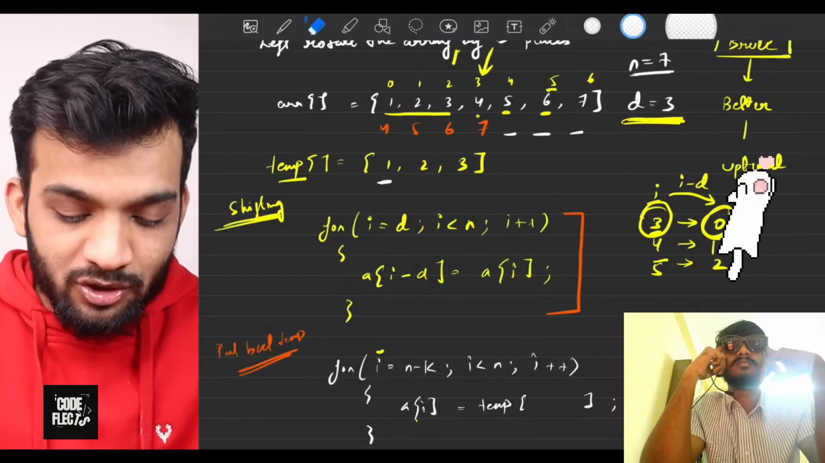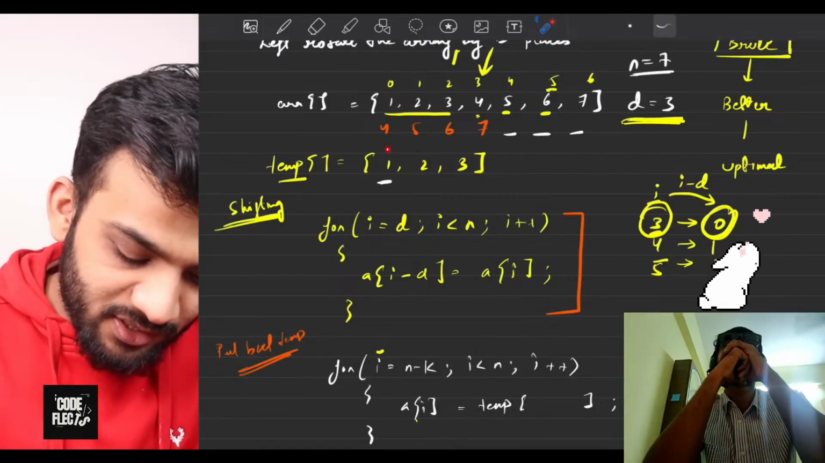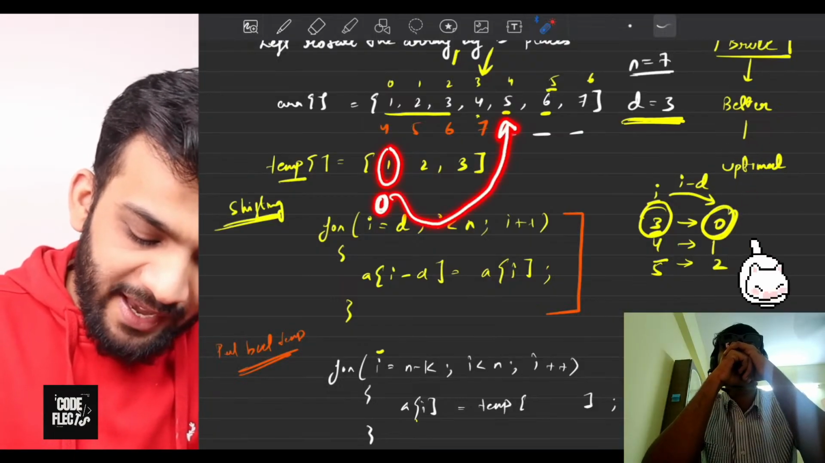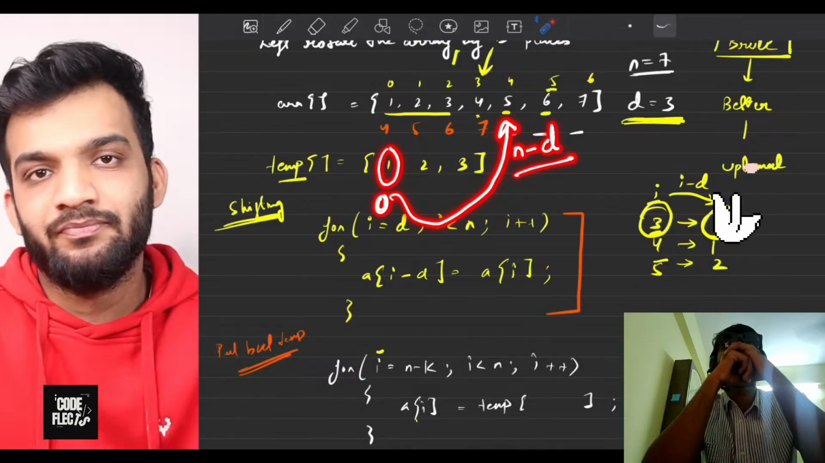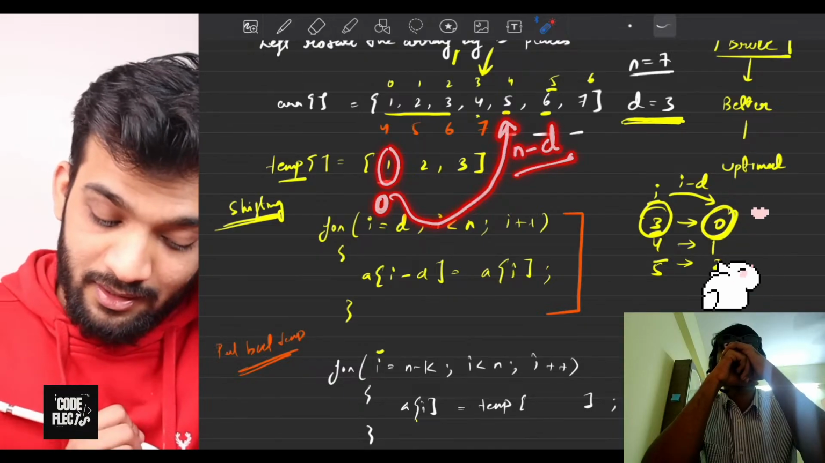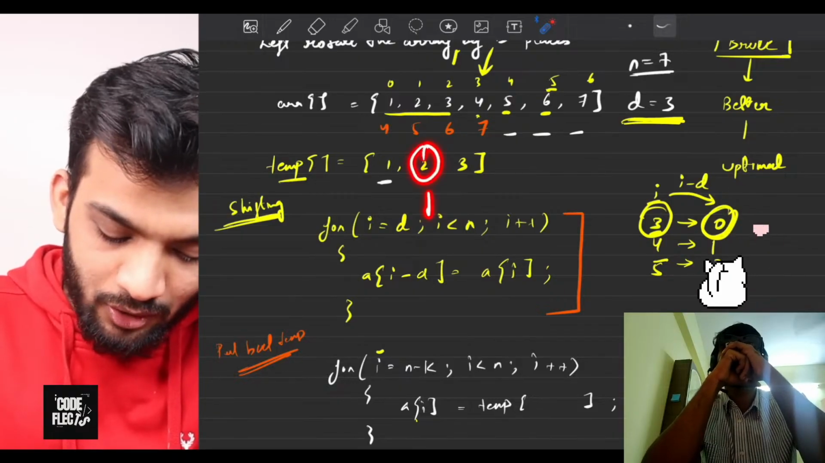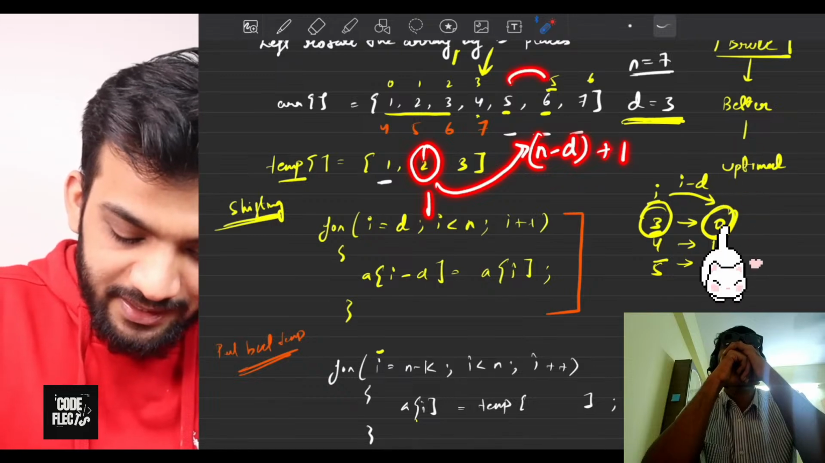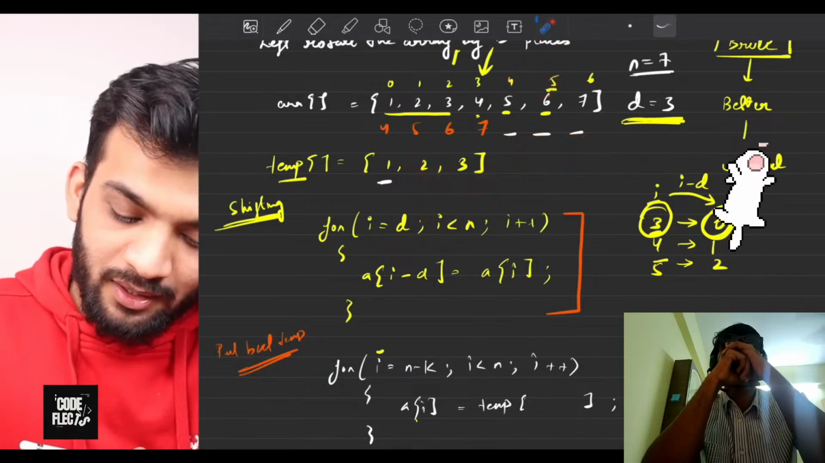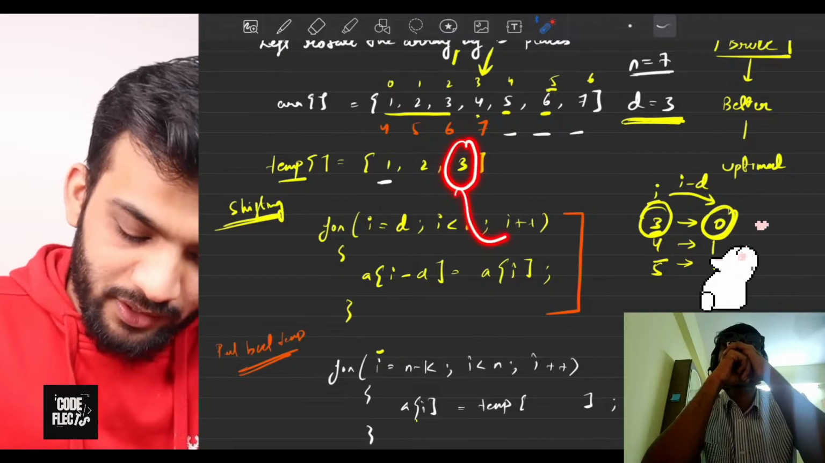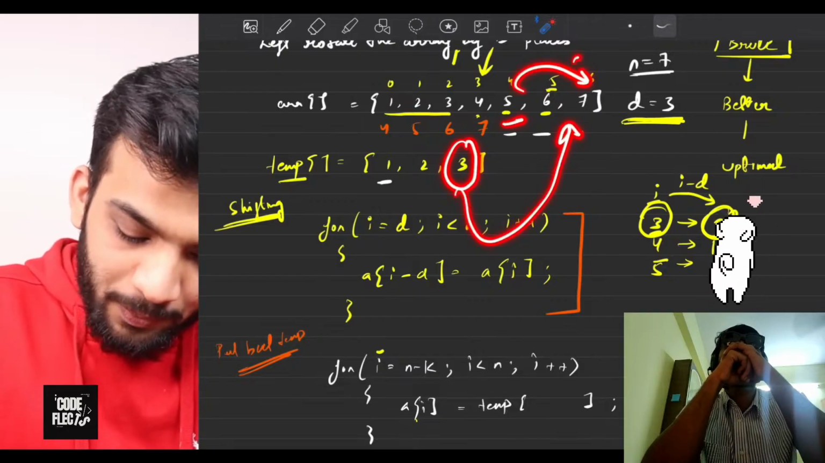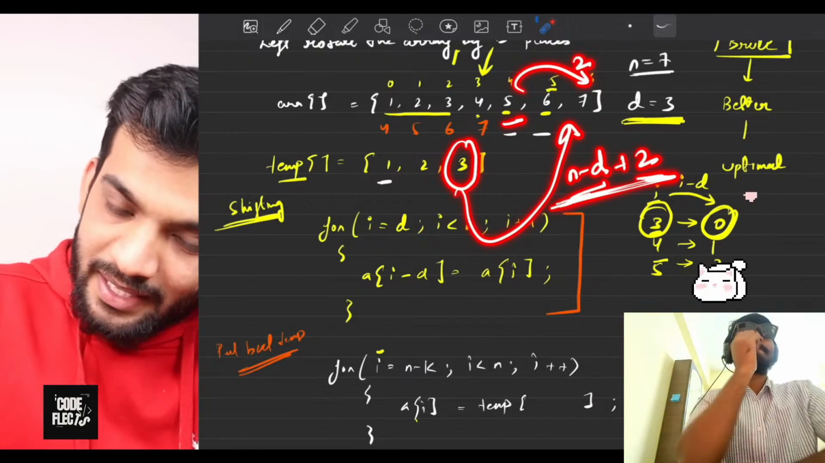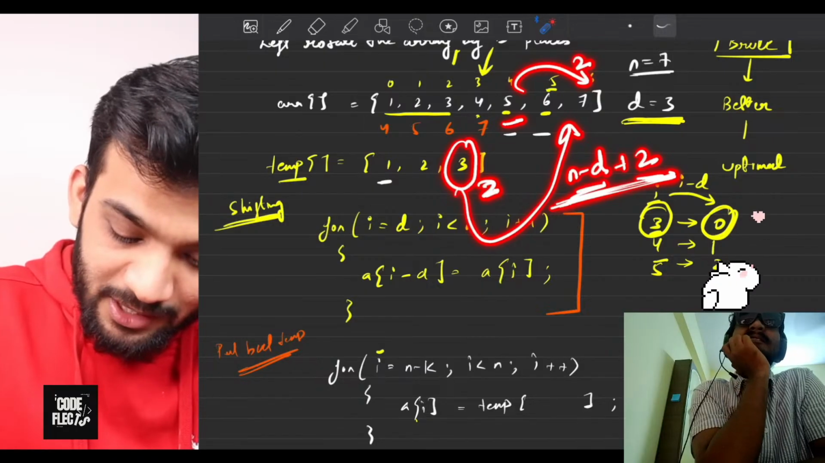I can. Something which I know is, the element at the 0th index will always go to the n minus dth index. Can I say this? I can. Now can I say someone who's at the first index will always go to n minus d plus 1, which is basically the next index? I can. Now someone who's here will always go to here, which is 2 places ahead, which is n minus d plus 2. Can I say this? And this is the second index. So n minus d plus 2.